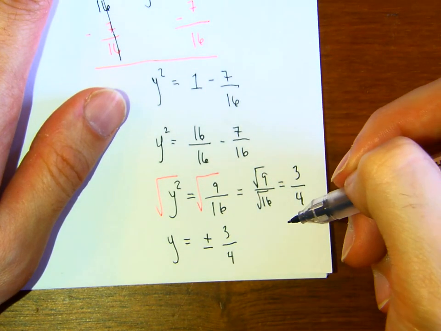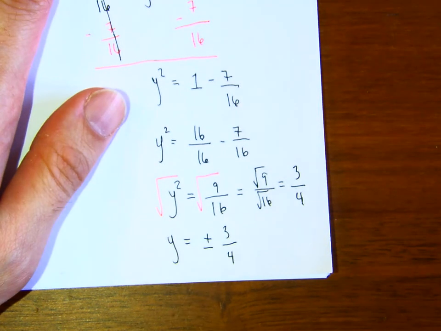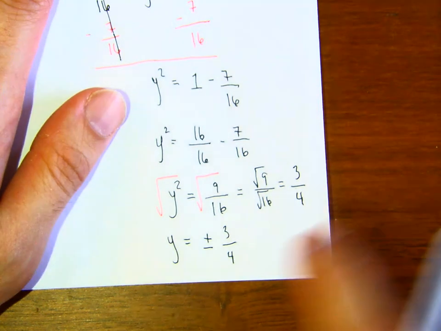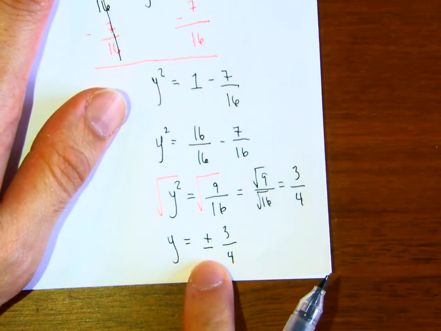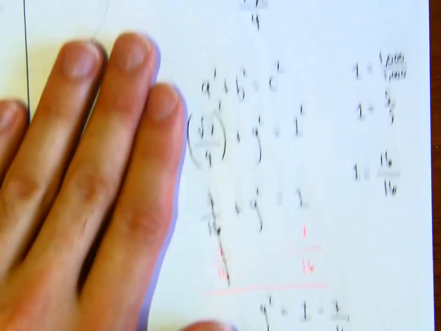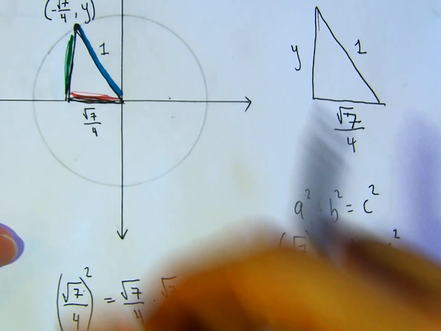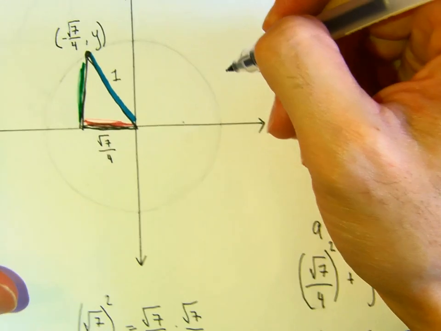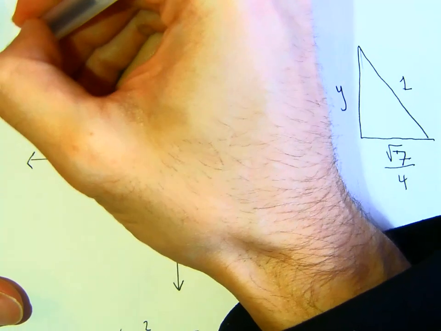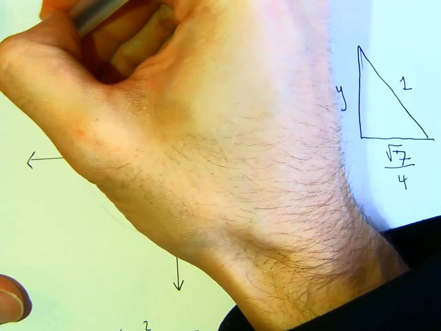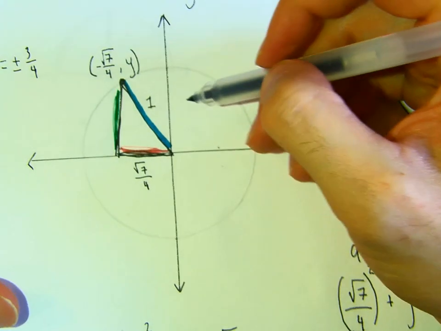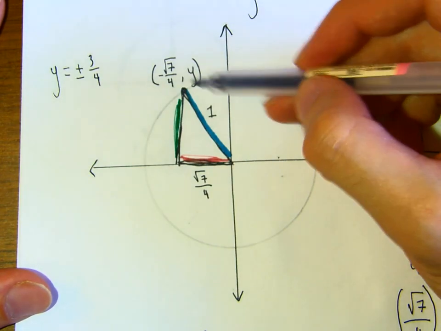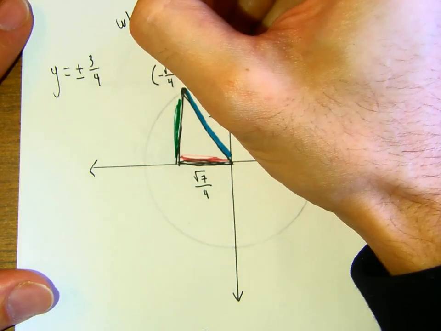Okay? Now, how do you actually continue with this? Now that you know y is equal to plus or minus 3 over 4, let's take a look over here. So once we get to this point, we know y is equal to plus or minus 3 over 4. Now the question is, notice, where is y? Where is y?